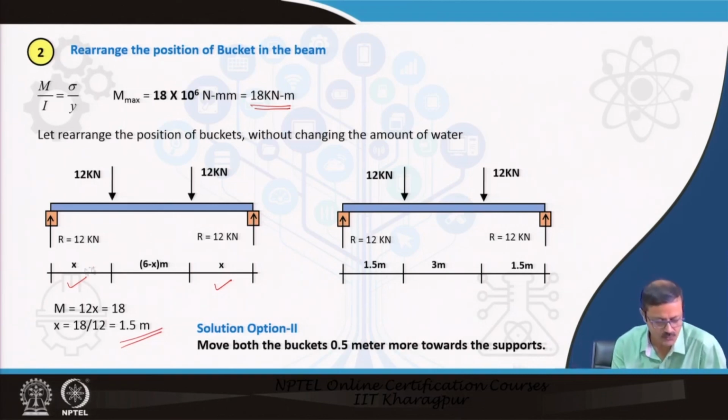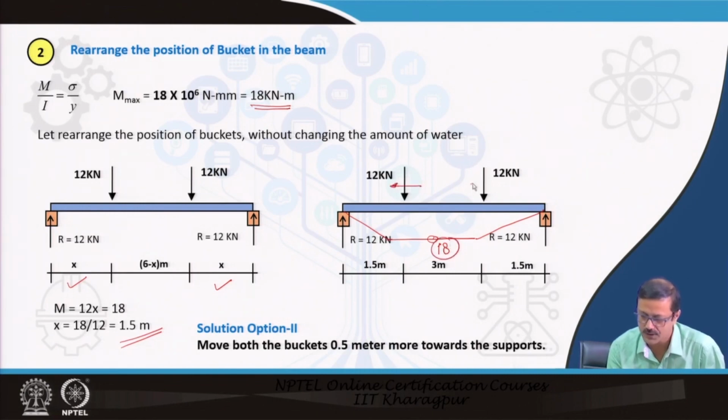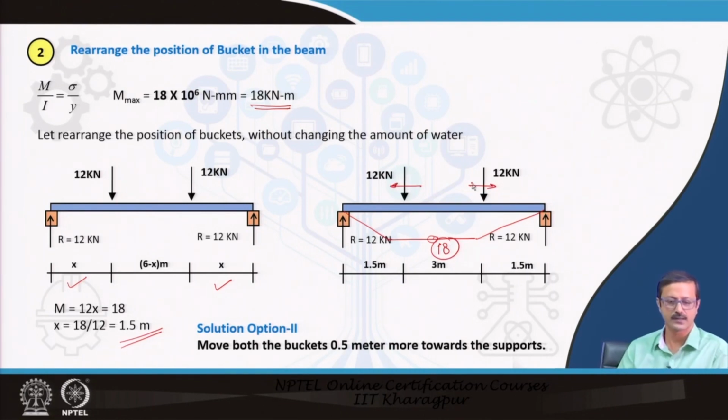Initially, if you remember, it was 2, 2, 2. Now it is 1.5, 3, and 1.5. That gives you the bending moment. Again it will be trapezoidal, but this bending moment, instead of 24, will be 18. So I have pushed the buckets a little bit towards the support. That is the rearranged position of the bucket, but I have kept the same 1200 liter, not 900.